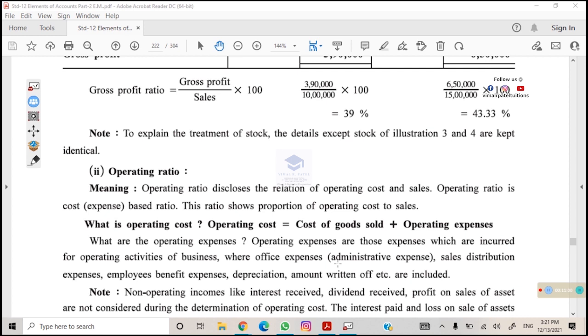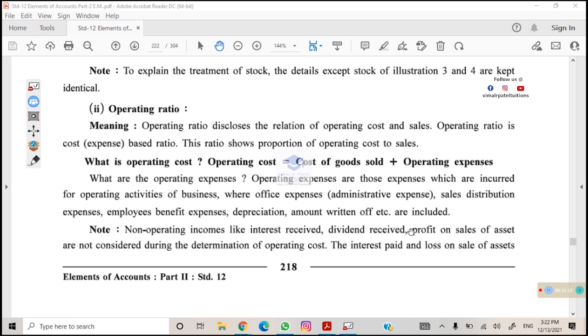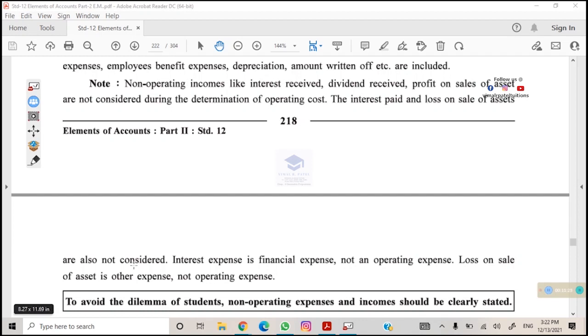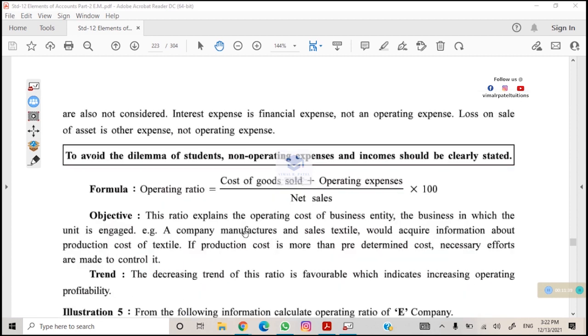So operating cost means cost of goods sold plus operating expense, where operating expenses include office expense, administrative expense, sales expense, marketing expense, employee benefit expense, depreciation and amortization. Non-operating income like interest received, dividend received, profit on sale of asset are not considered while determining operating cost. Interest paid and loss on sale of asset are also not considered, because whatever interest you are paying is a part of financial cost, not operating cost. See, formula: operating ratio is equal to cost of goods sold plus operating expense upon net sales into 100.